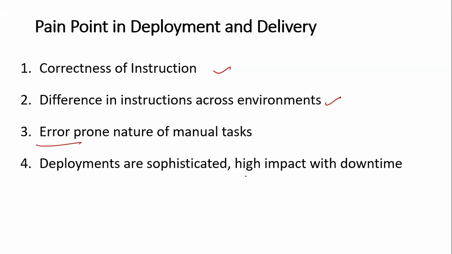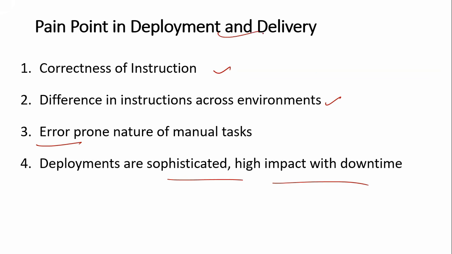Error chances are there when we do it manually, and deployments are sophisticated, high impact, with downtime. If something is not working, definitely the downtime will be very high, fixing that issue, finding where, because of which code, which environment. Finding the root cause itself will take time. Then they have to revert back the code, and which version they want to revert back, these are all big problems in deployment. Deployment means that jar file they are going to deploy and make that URL available. That is what deployment.